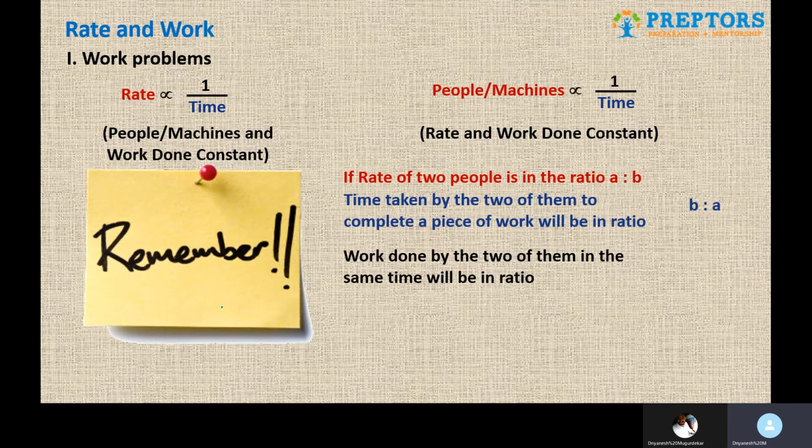Then the work done by the two of them in the same time will be in what ratio? Obviously we need to figure out the relationship between rate and work done. Rate is how many hours per day the workers are working. If they start working more hours per day, obviously more job is done. If they work fewer hours per day, less job is done. So that gives us an idea that rate and work done are directly proportional. So if the ratio of rate is A is to B, the ratio of work done should also be A is to B only.